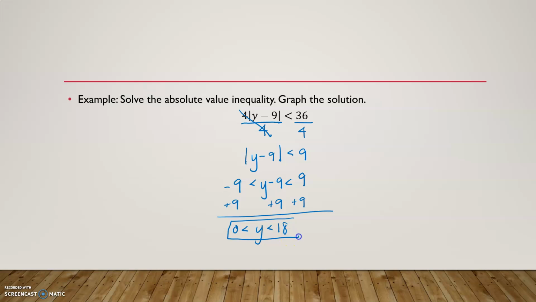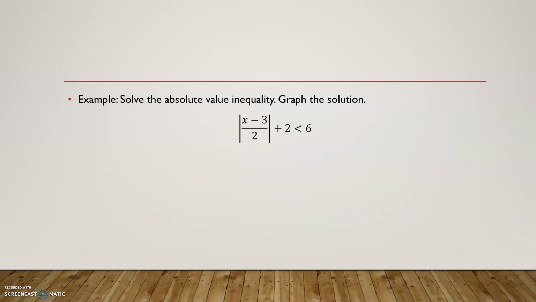So there's my answer. And I'm going to graph this. I'm actually going to start at 0 down here, but 1, 2, ... 13, 14, 15, 16, 17, 18. So I'm going to have a circle at 18, a circle at 0. They're both open because it's just less than signs, not less than or equal to. And then I am going to shade all the values in between. And there you have it. That is our graphed solution. Those are the ends of that number line.